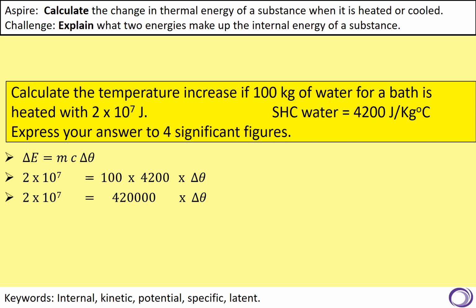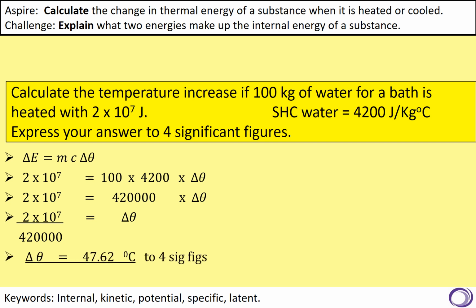But then we also have to do the same on the left-hand side of that equation. So it would look like this: 2 times 10 to the power of 7 divided by 420,000. And then that will give your answer, which for 4 significant figures is 47.62 degrees Celsius.